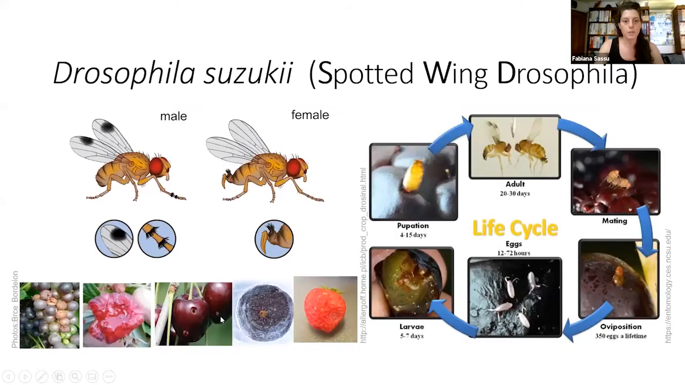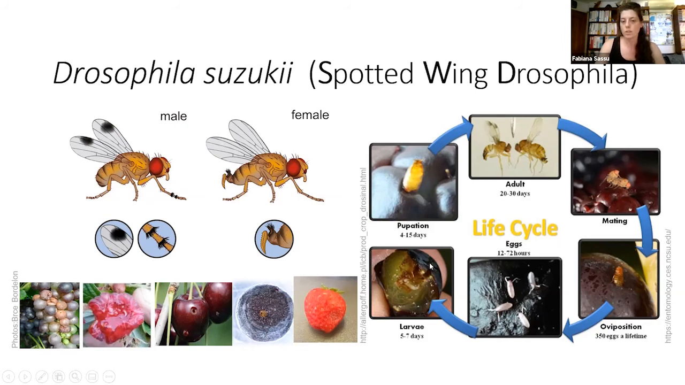Suzukii is an insect pest that has invaded the US and Europe, and recently also Africa. It is able to lay eggs in fresh ripening fruits, and the insects are quite distinctive. The males can be recognized by the black spot on the wings, while the female has the characteristic ovipositor, which is extended and able to lay eggs in fresh fruits, which are usually stone fruits, berries, and also grapes.